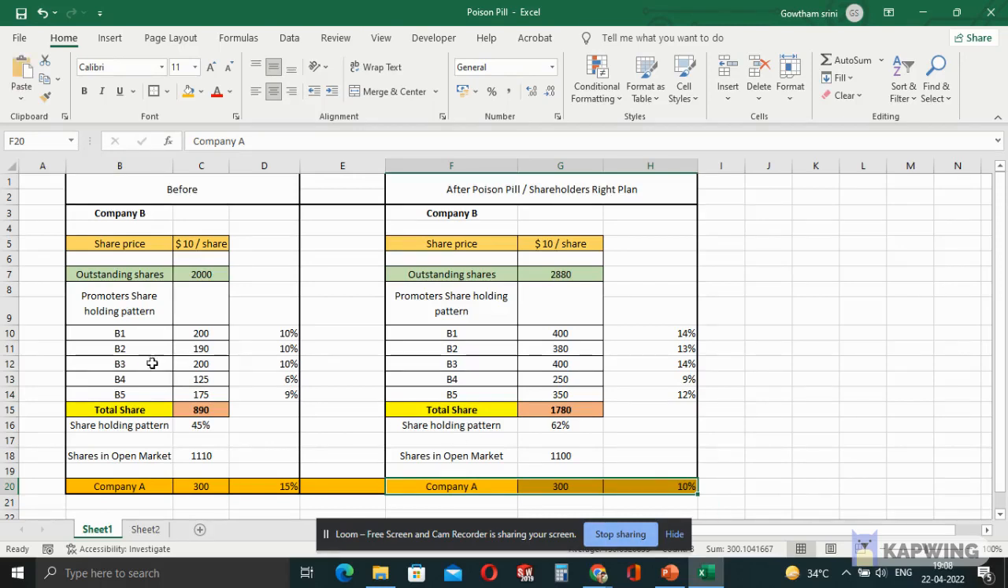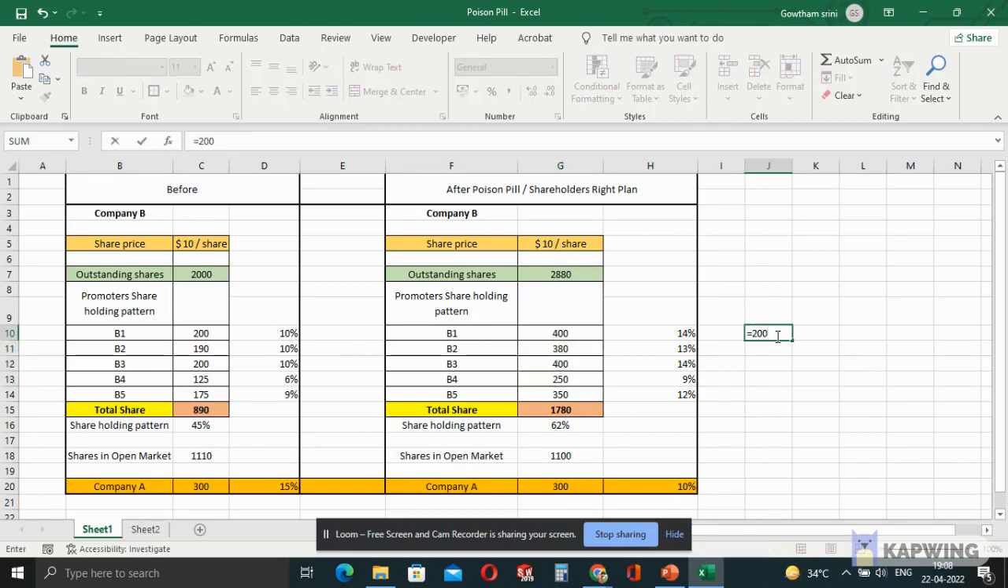B1, B2, B3, B4, all the promoters will definitely need additional cash to buy the stakes. This 200 becoming 400 is not just by numbers. Additionally, 200 shares have to be bought at a discounted price. For example, the current price in the market is $10. This particular promoter can buy at a 50% or 60% discount. Say if it is a 50% discount, then $10 per share becomes $5 per share. So additionally he needs $1,000 to make this 200 count into 400.